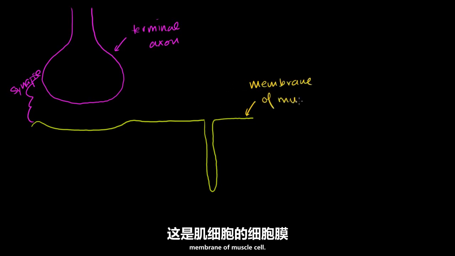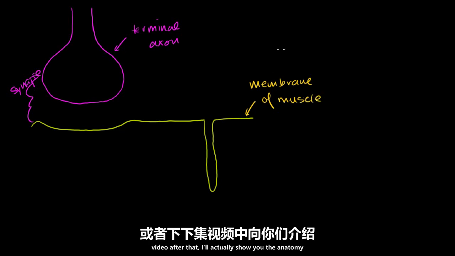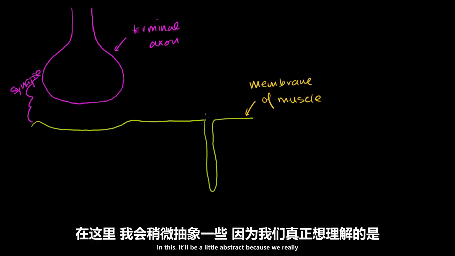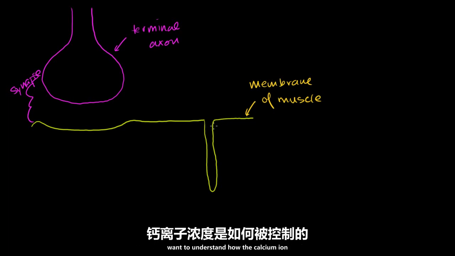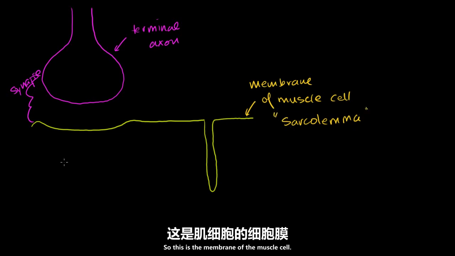of the muscle cell. And I'm going to do probably the next video, or maybe a video after that, I'll actually show you the anatomy of the muscle cell. In this video it will be a little abstract because we really want to understand how the calcium ion concentration is regulated. Membrane of muscle cell, and this is called a sarcolemma. I think it's sarcolemma, however you want to say it. So this is the membrane of the muscle cell.